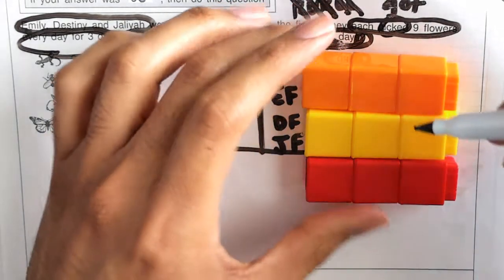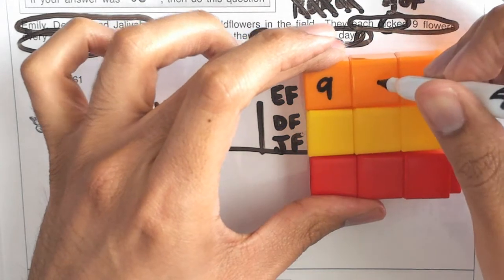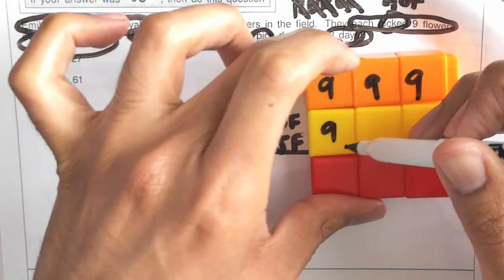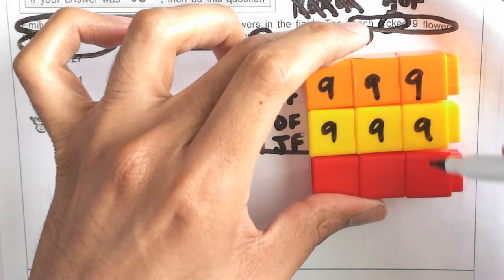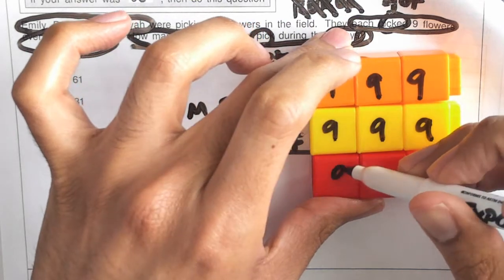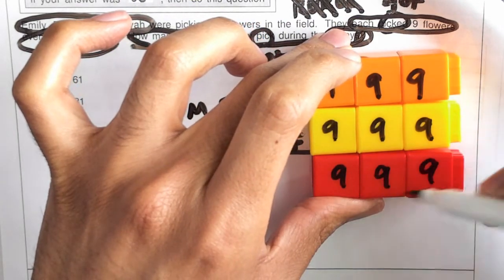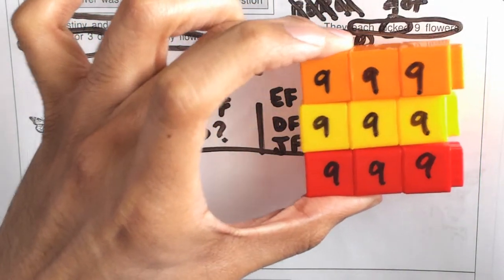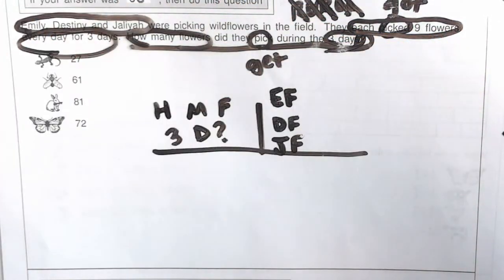So for each person on each of the 3 days, I know that they picked 9 flowers every day. So on the first day, 9 flowers. On the second day, 9 flowers. On the third day, 9 flowers. Same for Destiny, 9 flowers every day. Same for Jalea, 9 flowers every day for 1, 2, 3 days. So this is exactly what our strip diagrams are going to look like.